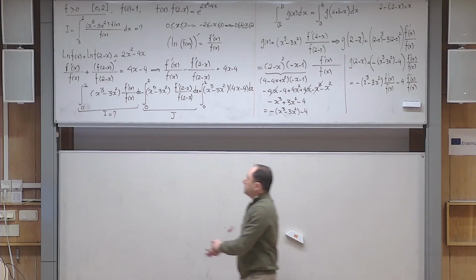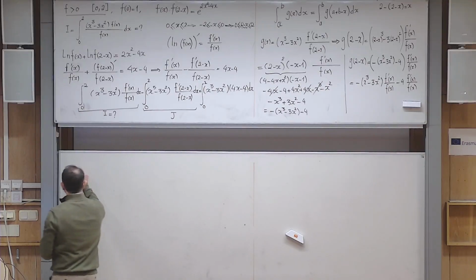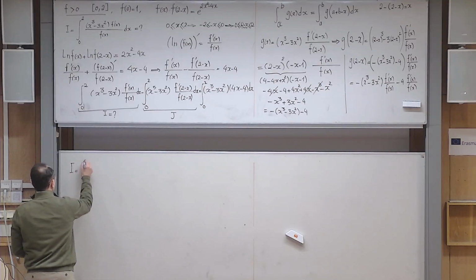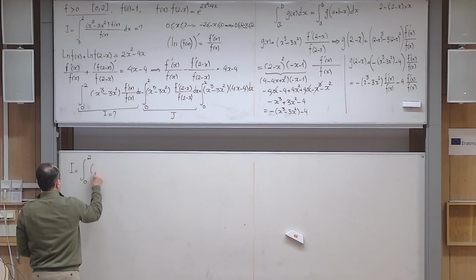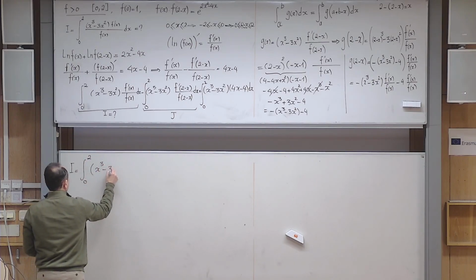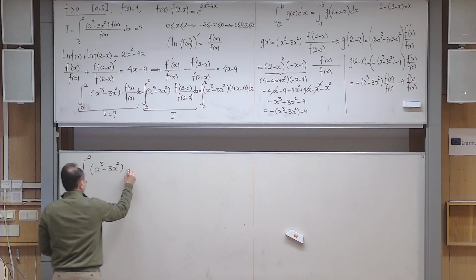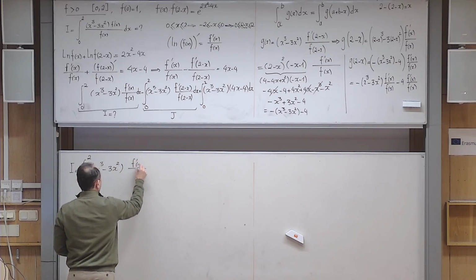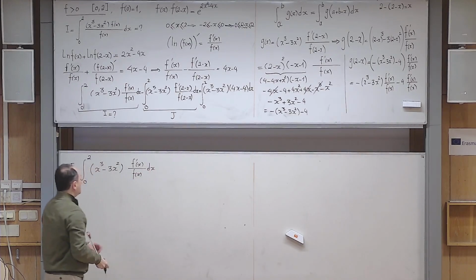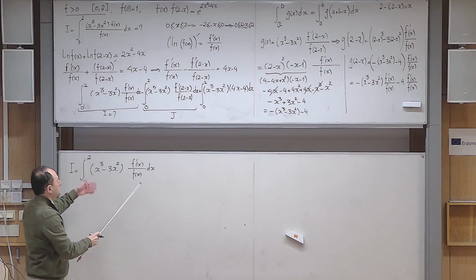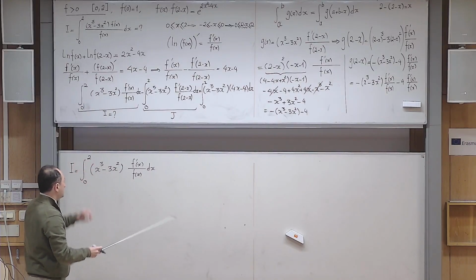Okay, so let us go back to my integral. But write it in this form: integral from 0 to 2, x to the power 3 minus 3x squared, and then let me write this combination f prime of x over f of x dx. Okay, there might be some pieces of information that I will use from the previous method. Let us see how it goes.